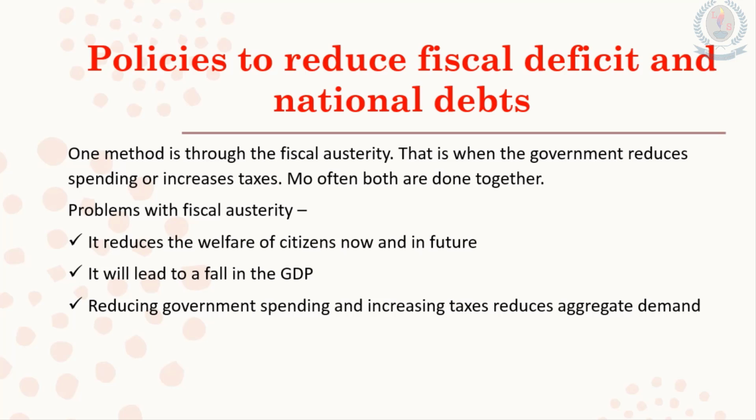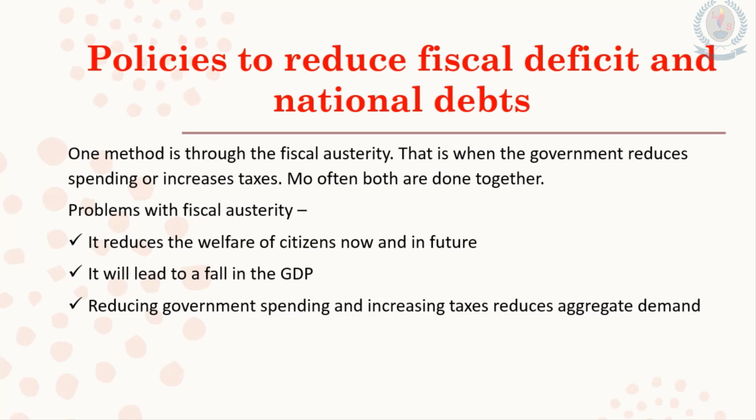But there are some problems related to fiscal austerity. One problem is it reduces the welfare of citizens now and in future. Another problem is it will lead to a fall in the GDP because reduction in government spending reduces the aggregate demand, which leads to a fall in the GDP. Reducing government spending and increasing taxes reduces aggregate demand.